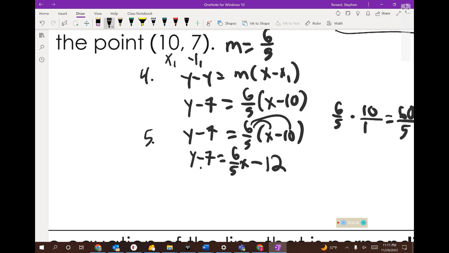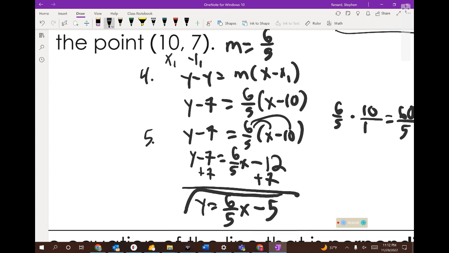So then we're going to take this, we're going to add 7 to both sides. And we're going to get y equals 6/5 x. That's our slope, minus 5. And that's our slope-intercept form.